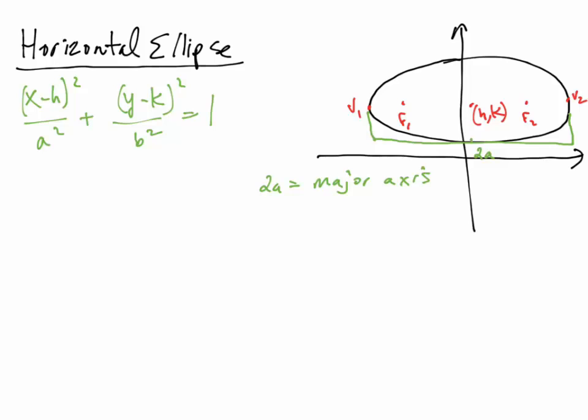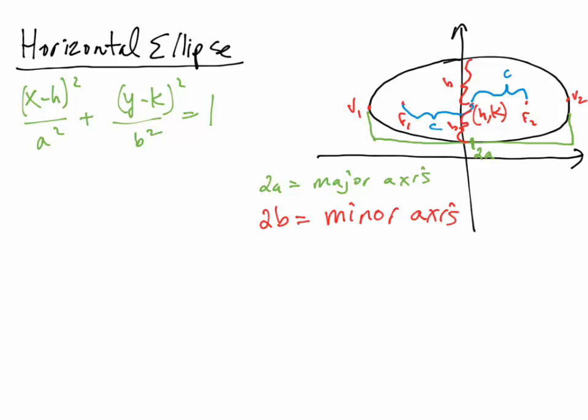That tells us that the distance between the center and each vertex is a. And the distance between the center and each focal point is c. So that distance is c, and that distance is c. Lastly, the distance from the center to these short edges is b, and 2 times b is the length of the minor axis.